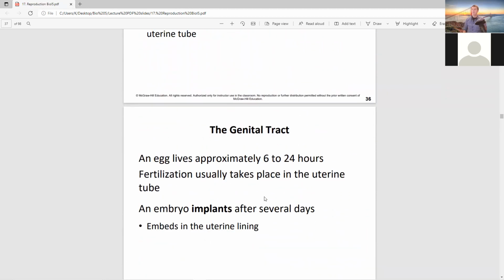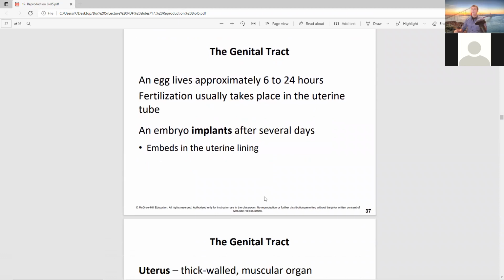So an egg lives approximately 6 to 24 hours. Fertilization usually takes place in the uterine tube. An embryo implants after several days and embeds in the uterine lining.